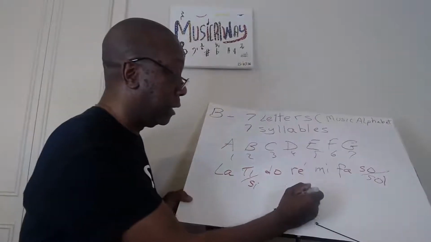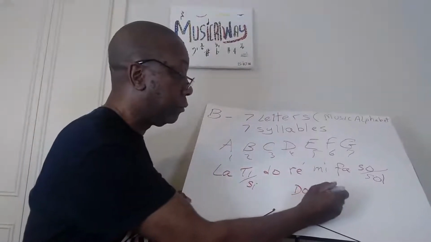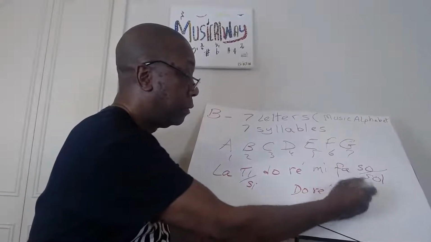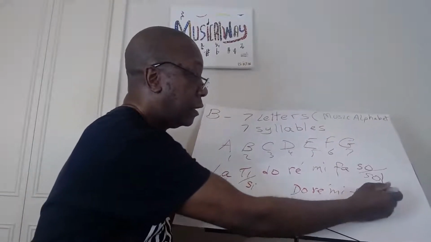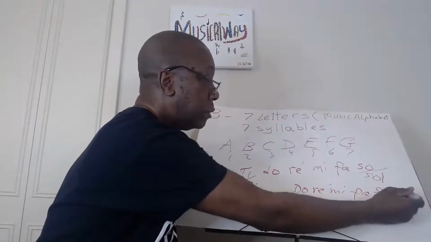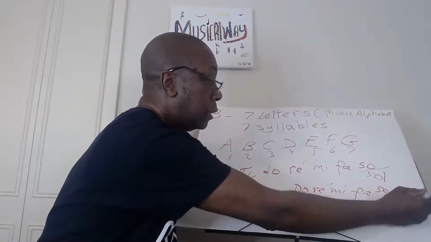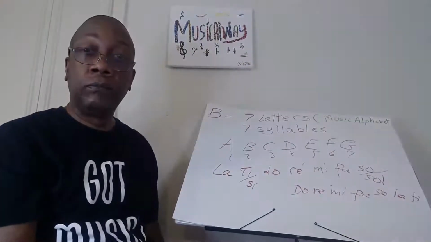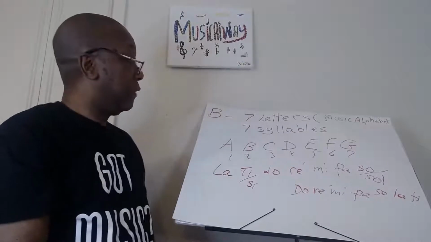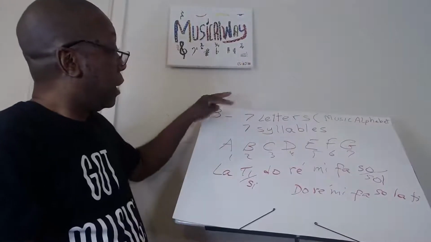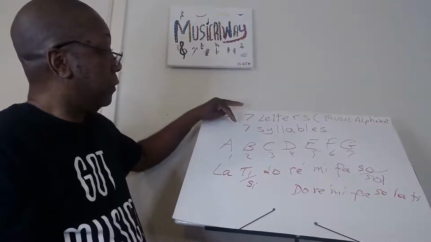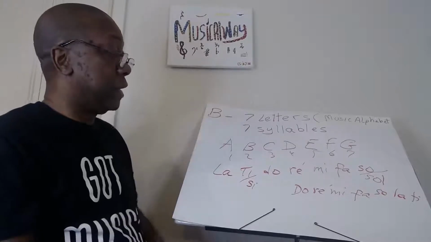So let me add it. Let me show it to you. Do re mi fa sol la ti. Everything is even. All right. So those are my 7 letters and 7 syllables.